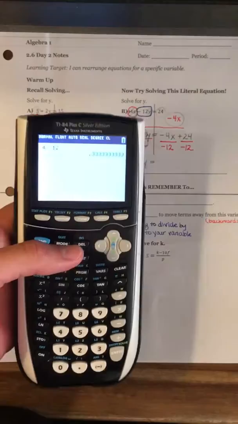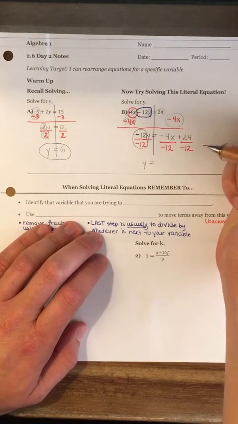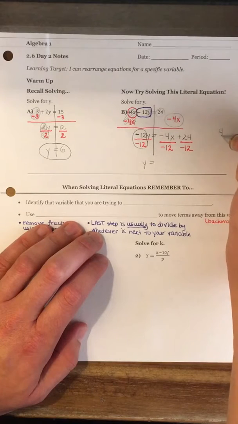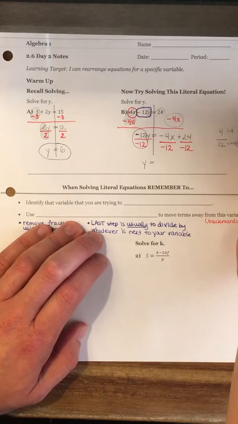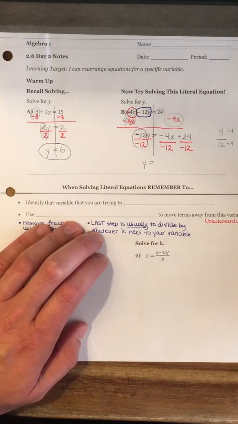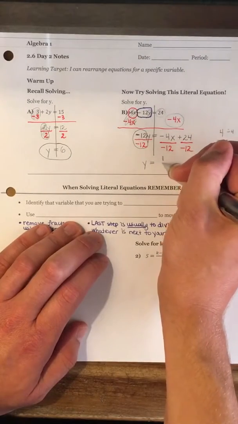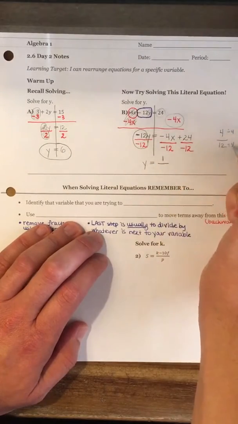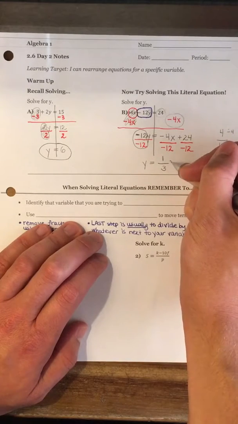So I'm going to do a little side work here. I have a negative divided by a negative. That's just a positive. And then I have 4 on top, 12 on the bottom. Well, both of those numbers are divisible by 4. So if I divide out a 4 on top and a 4 on the bottom, I can simplify this fraction. 4 divided by 4 is just 1. 12 divided by 4 is 3. And don't forget that I have my x as well.